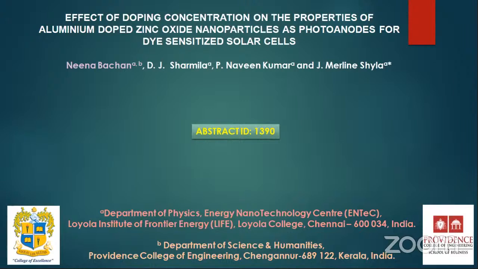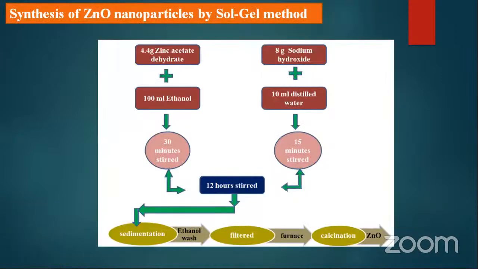So, group 3 elements such as boron, aluminum, gallium, and lithium are introduced into ZnO. For my work, I have synthesized the ZnO nanoparticles using the sol-gel method. Here, zinc acetate dihydrate is dissolved in ethanol and stirred for 13 minutes. Then simultaneously we mix sodium hydroxide into it, and after stirring, the sediment is collected, washed with ethanol, filtered, and kept in the furnace, and we have done the calcination.